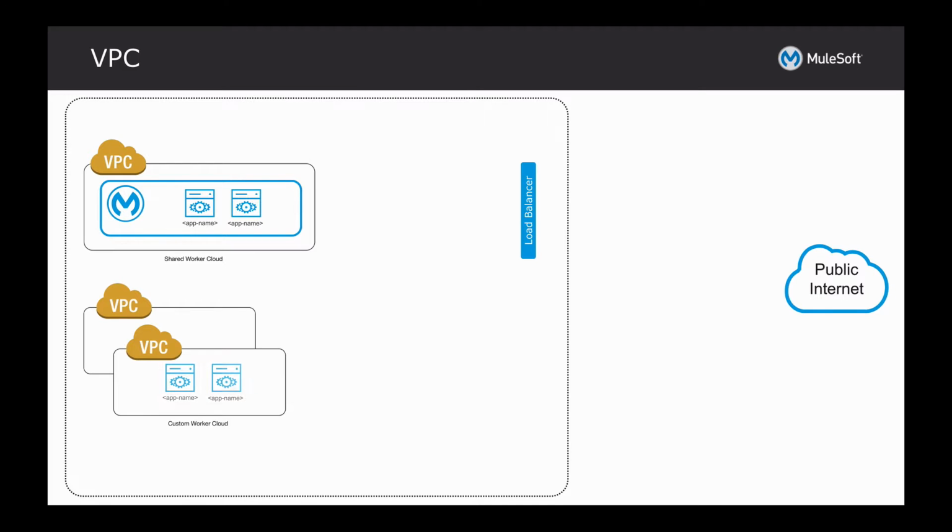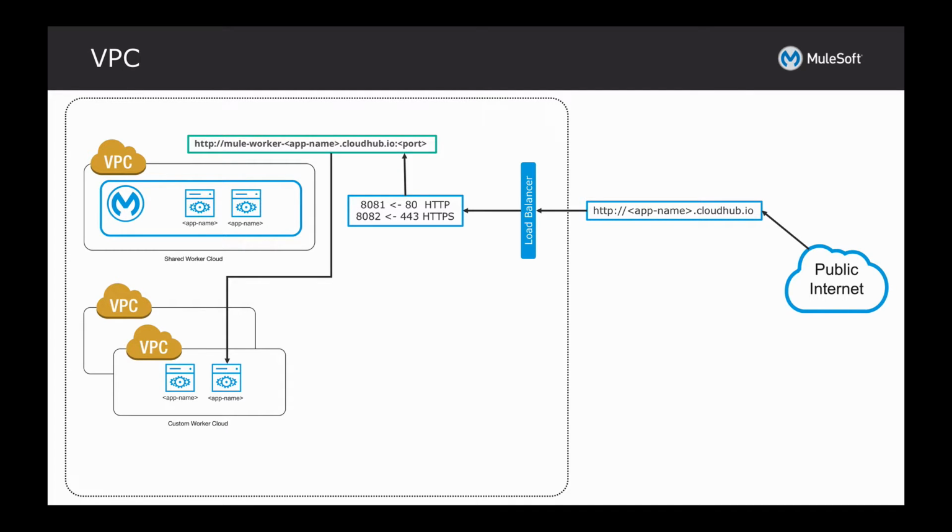When you create this VPC, you can spin up your instances within it. The same network path applies for those instances. If you go to appname.cloudhub.io, you go to the load balancer and it'll change the ports, and you can hit that specific DNS name, mule-worker-appname.cloudhub.io with the port. Additionally, you can also hit that directly from the public internet as well. What the VPC provides you is the ability to control access to those instances running in your VPC. There are firewall capabilities.